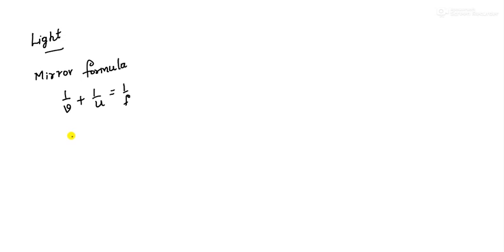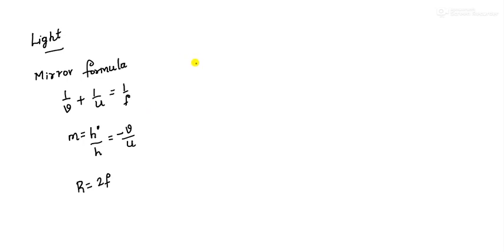And then you have magnification. M is equal to, for a mirror, H dash divided by H or minus V divided by U. And to get F you have the radius of curvature formula, R is equal to 2F. So these three are very important.